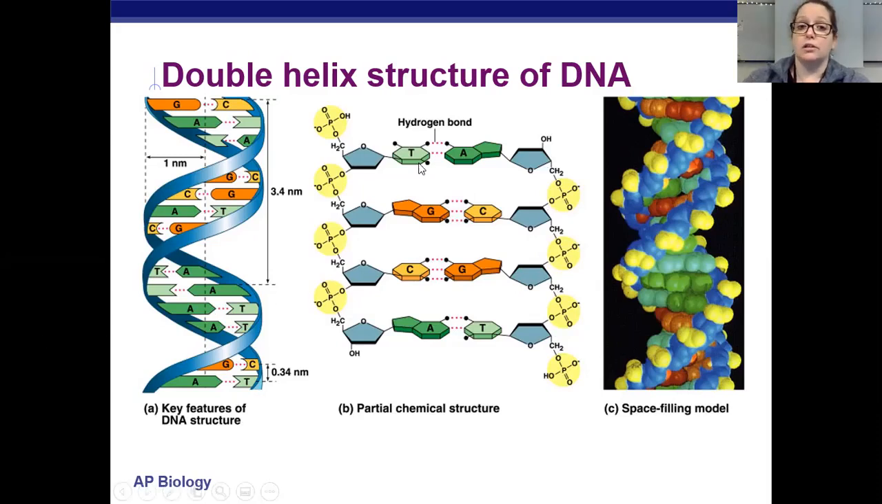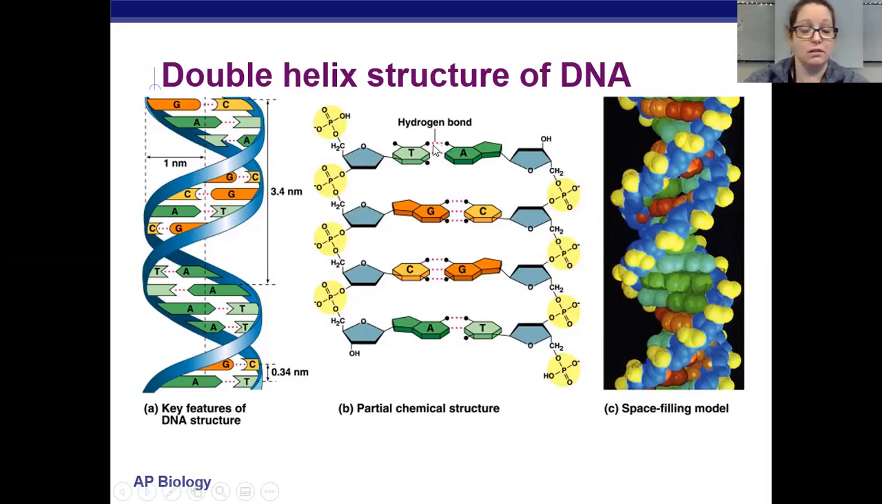The nucleotides are joined, these are covalently bonded. The railings, the phosphate sugar backbones, are covalently bonded. The nucleotides in the center, adenine, thymine, cytosine, guanine, are connected by hydrogen bonds. Hydrogen bonds all the way down.